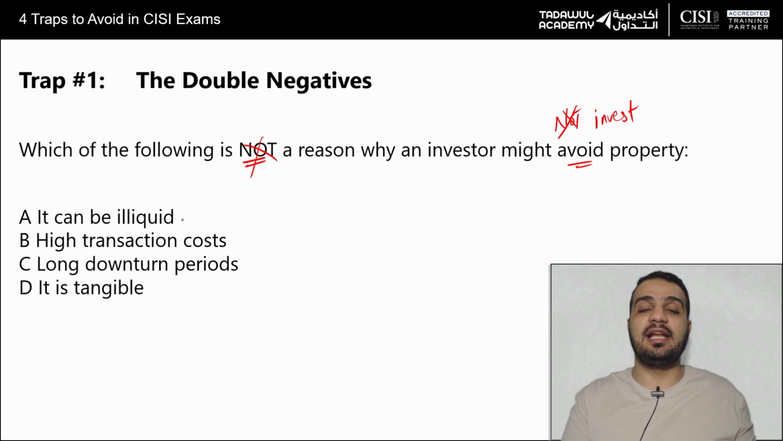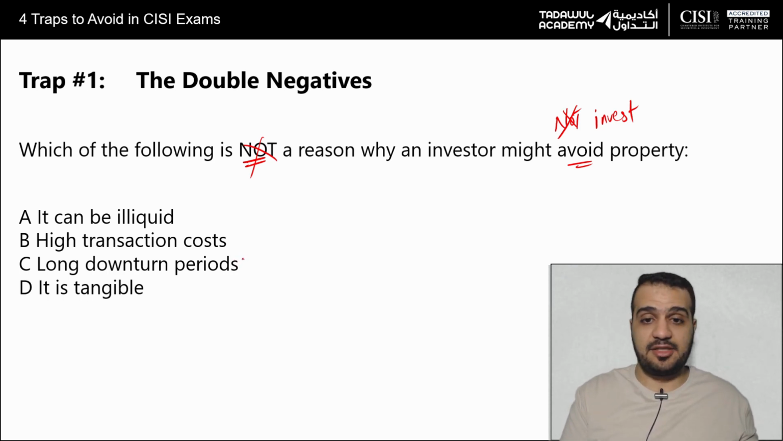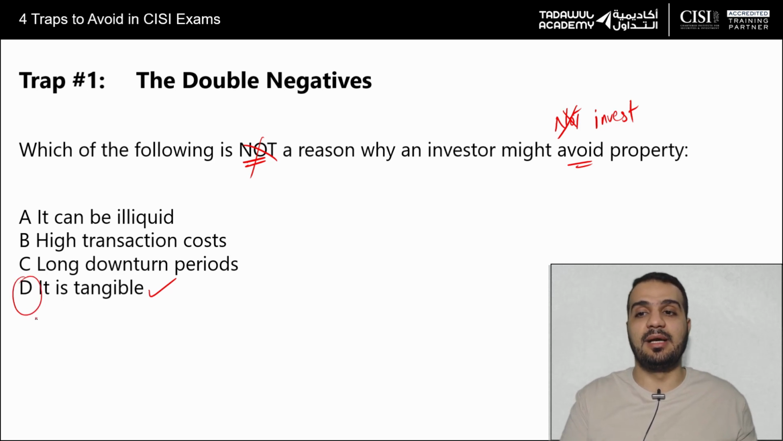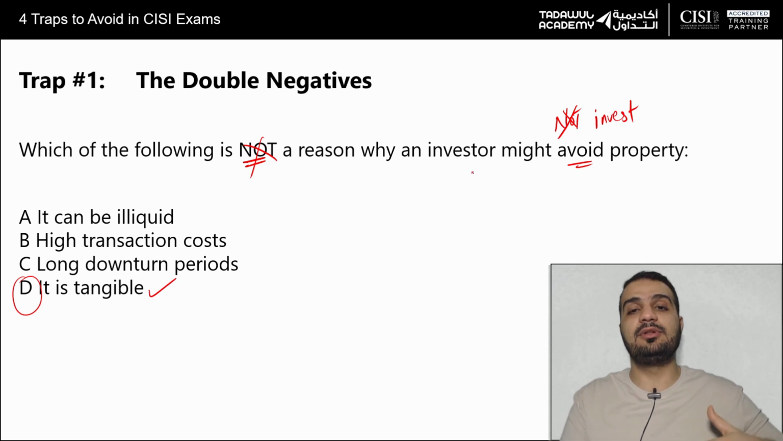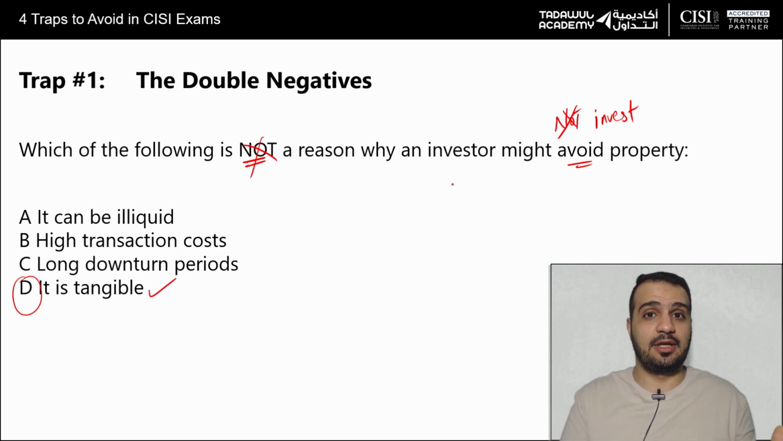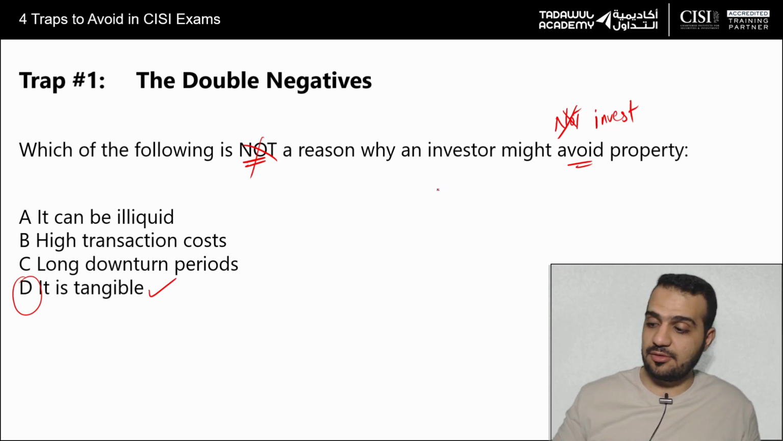A, it can be illiquid. This is a disadvantage, so no, that's not a reason why we can invest in property. High transaction cost, another disadvantage, so no. Long downturn periods, yet another disadvantage, so that's not a reason why we might invest in property. D, it is tangible, that means you can touch it. So D is a reason why we might invest in property. So by canceling the two negatives, we are now able to understand the question clearer and catch the right answer. Let's look at the second trap.